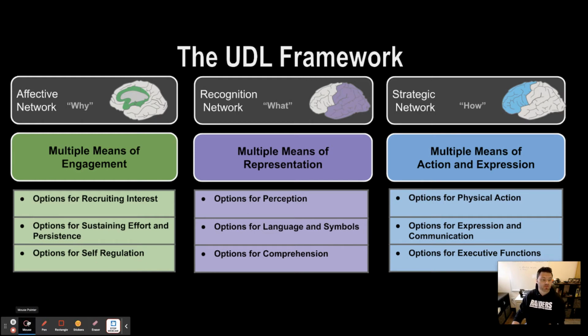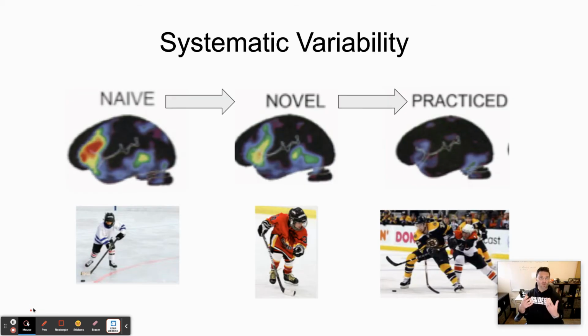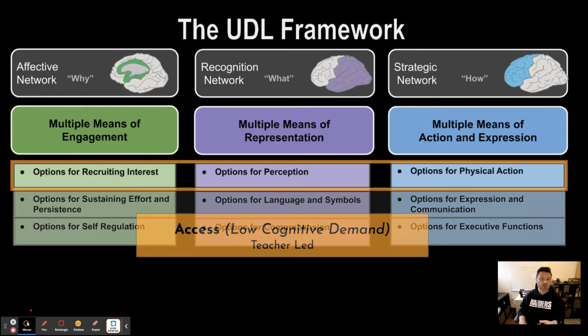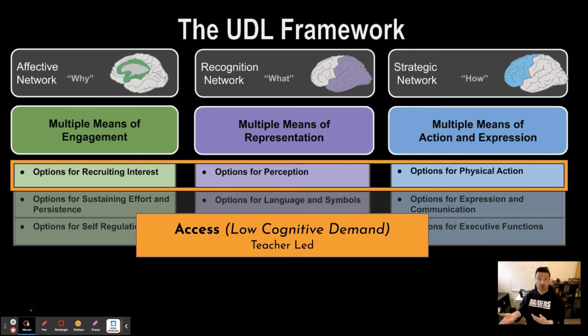Now, here's another thing for you, though. What about why they are where they're at? The reason why they are the way they are is because of the whole idea of systemic variability. Now, systemic variability, remember, is variability that's predictable. So the UDL principles in this first row are really teacher-led. They offer low cognitive demand and easy access. So think about that. It's pretty easy to recruit interest, and it's pretty easy to change somebody's perception by offering different mediums. And physical action is very easy as well.